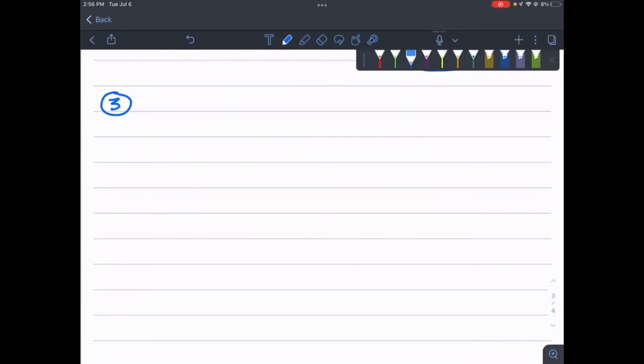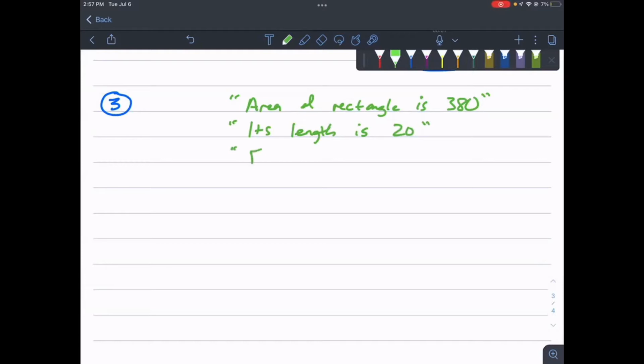Okay, number 3, the area of a rectangle is 380. Its length is 20. Find the length of the diagonal.